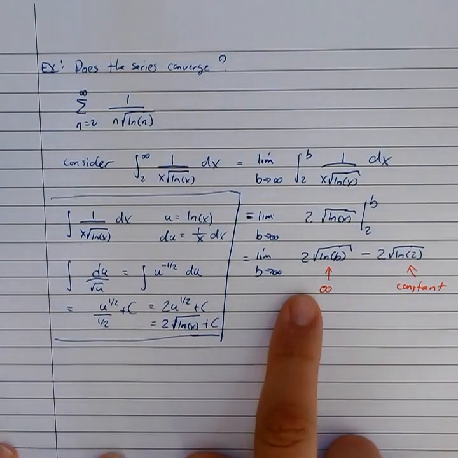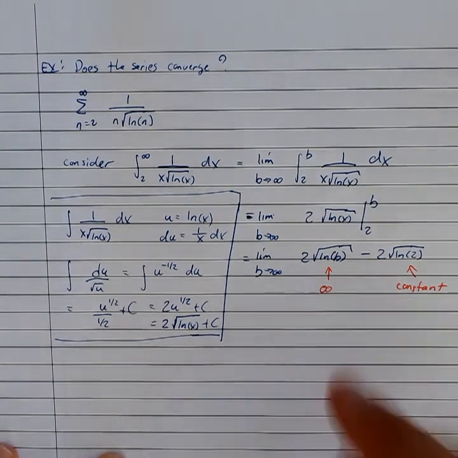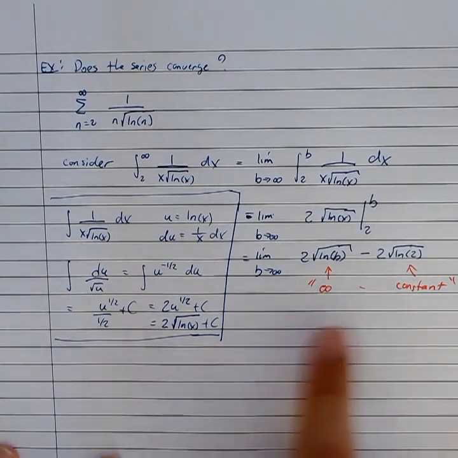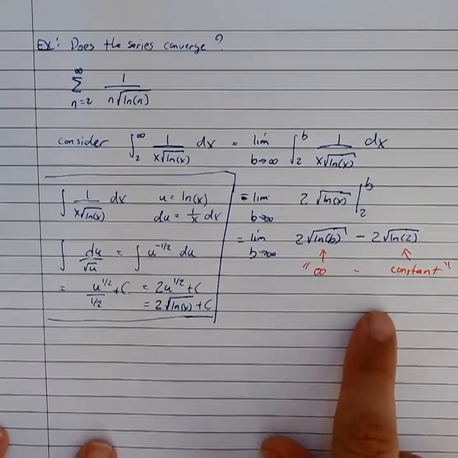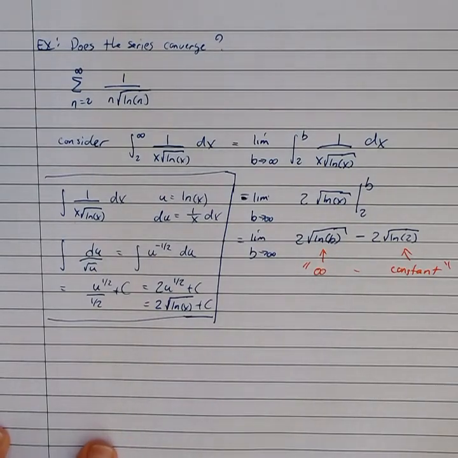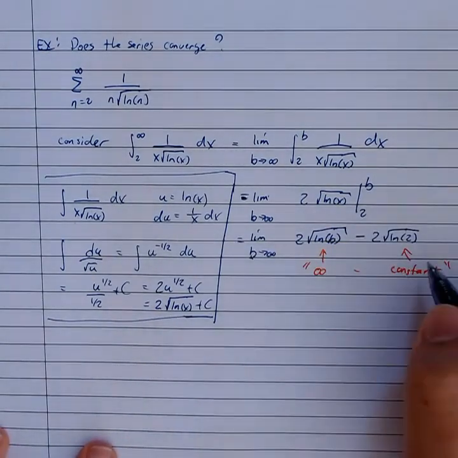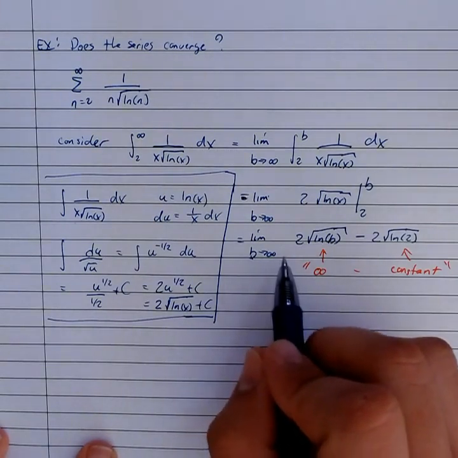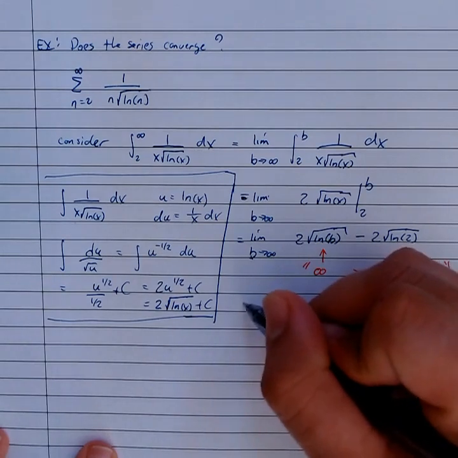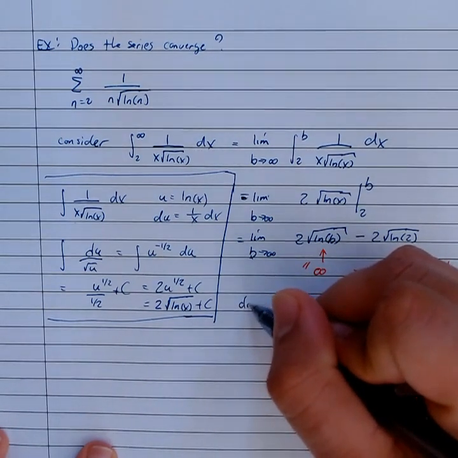So here you have something that's infinite in size minus a constant. Infinity minus a constant. That is nowhere near formal notation, but it's a good way to get the intuition needed to express that limit as b approaches infinity. We find that this whole thing will diverge. So this is going to diverge.